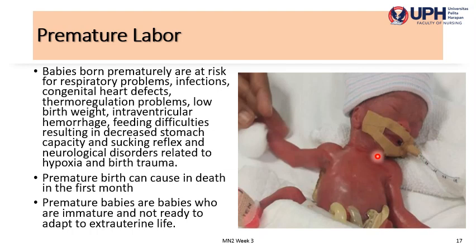And the premature birth can cause death in the baby in the first month of life. And as you see, the babies who are born prematurely are still immature and not ready to adapt to extrauterine life. And we have protocols to handle premature labor, especially in the case of preeclampsia, where the labor needs to be terminated and the baby needs to be born, so that we can save both the mother and the baby. So we'll look into it from the journals that I've prepared for you to read this week.